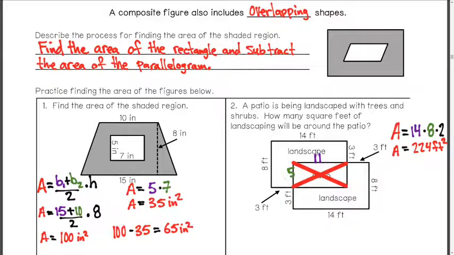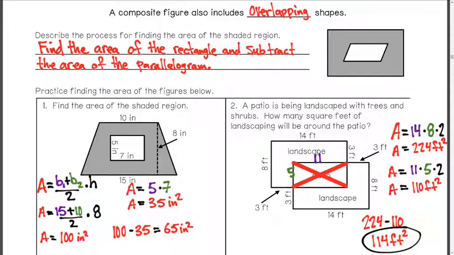I then find the area of this shape. Area equals 11 times 5 times 2, and it's times 2 because we have 2 overlapping shapes. That would give me 110 feet squared. I then take this because I don't want that inside area. I want to get rid of this. I then subtract the 2 areas to get 114 feet squared.